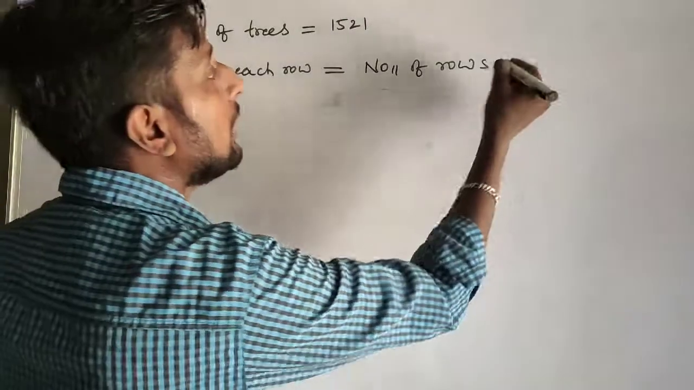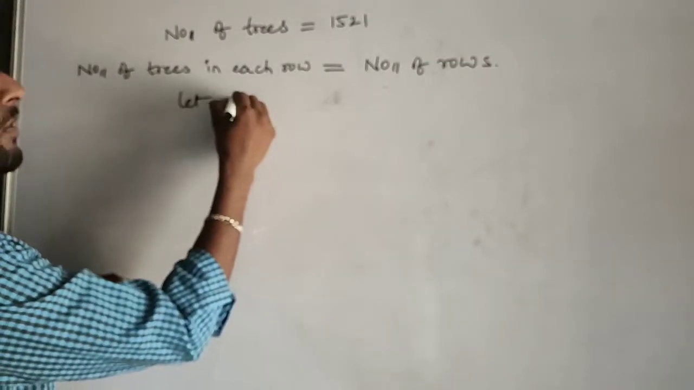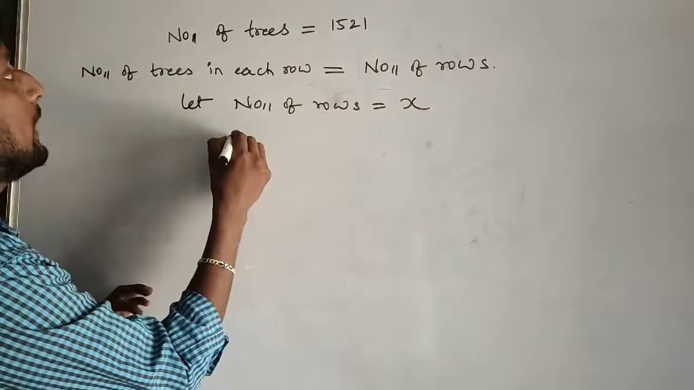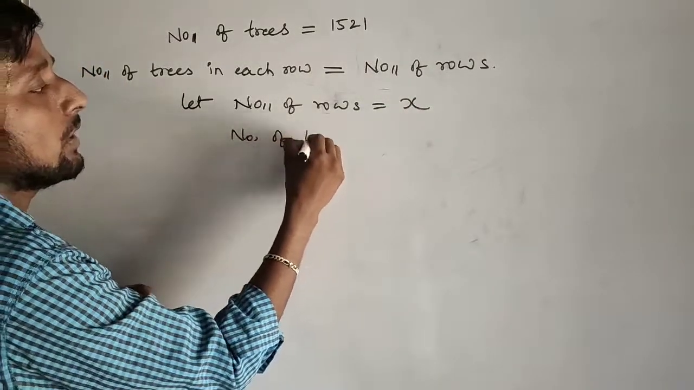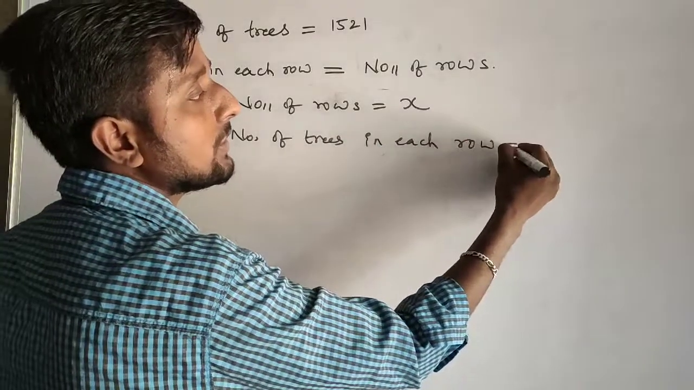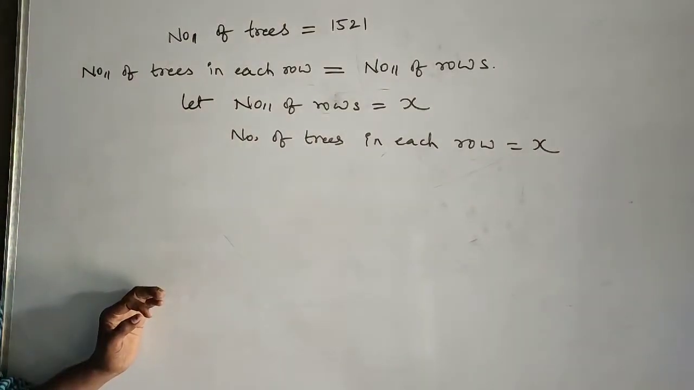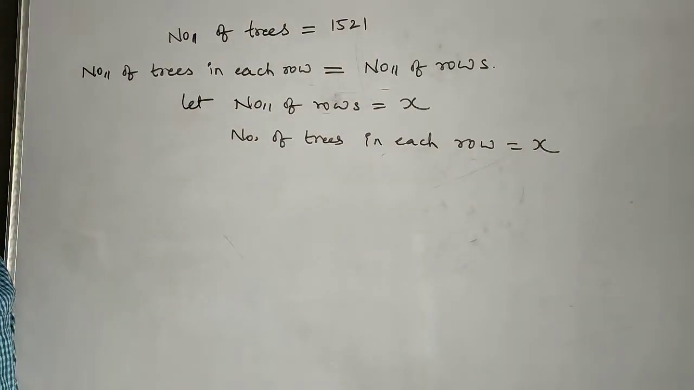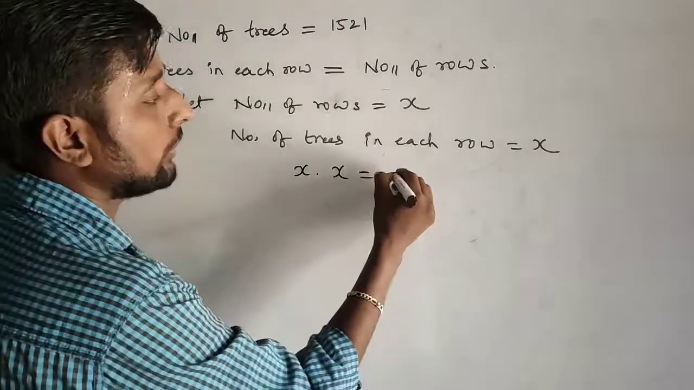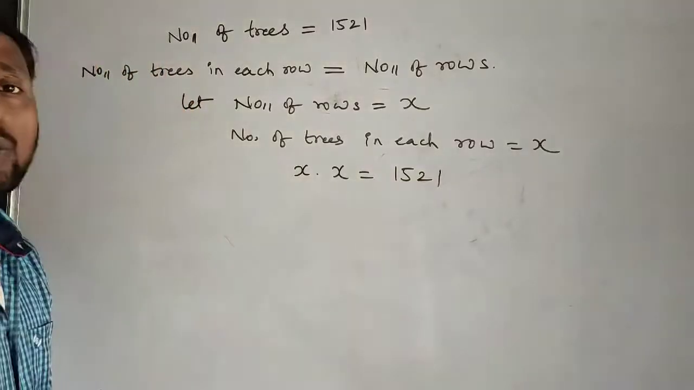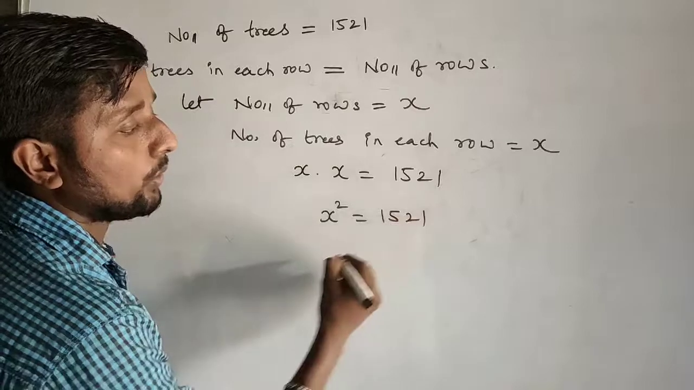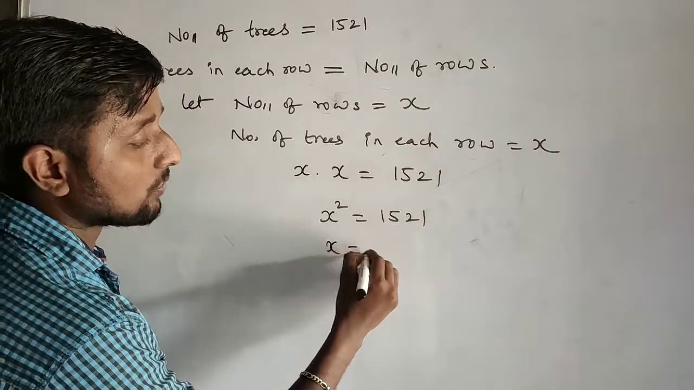Okay, so simple. Let the number of rows be x, and the number of trees in each row is also x. By the problem, to get the total number of trees in the garden, we multiply both. So x into x equals 1521. x into x is nothing but x square, that is 1521. If you remove the square, it becomes the square root.